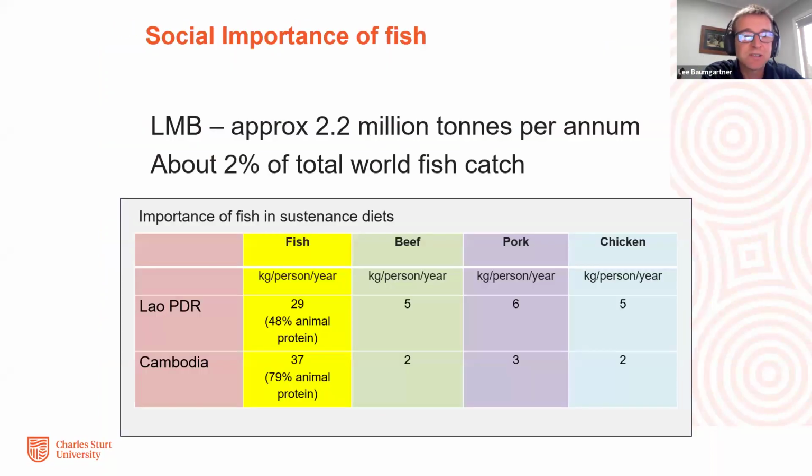If you look at the role of fish with respect to other sources of protein, this is a graph produced by the Mekong River Commission several years ago. It shows the amount of fish consumed per person per year is much higher than beef, pork, or chicken. We recently completed a study in Indonesia which showed the same patterns, and this is the same pattern you see in many other countries throughout Southeast Asia. Fish are very, very important parts of not only the economy, but people's livelihoods.